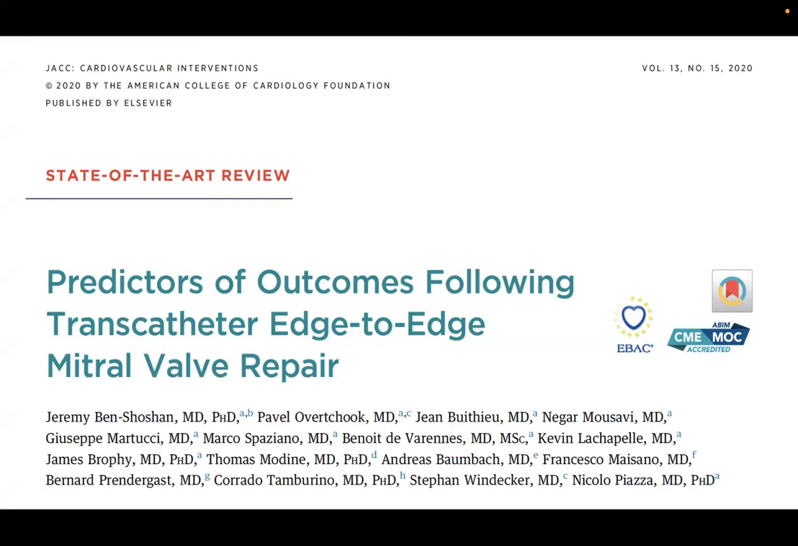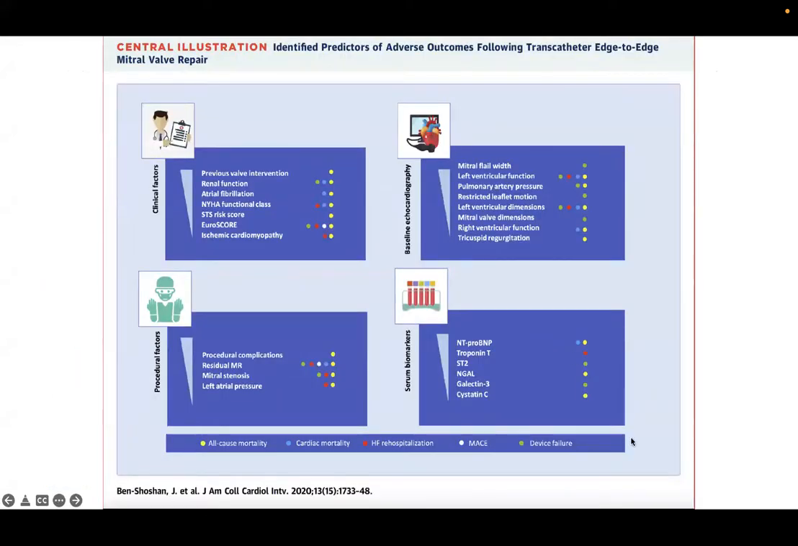There is this really beautiful paper that was published in 2020 in JACC Cardiovascular Interventions, where the authors made a very, very thorough analysis from the preoperative clinical factors, baseline echocardiographic characteristics, procedural factors, and even serum biomarkers, and how all these potential elements could impact in a positive or negative way some of the outcomes, the endpoints that we want to analyze, from all-cause mortality, cardiac mortality, rehospitalization, MACE, or device failure.